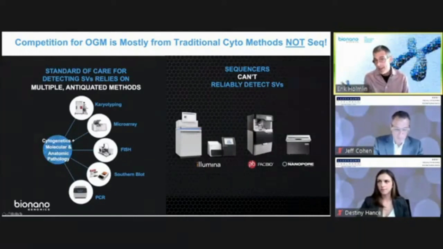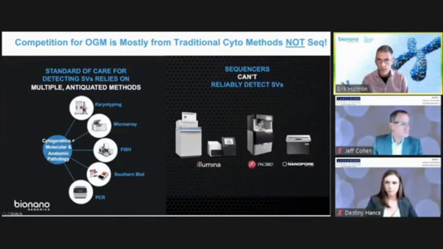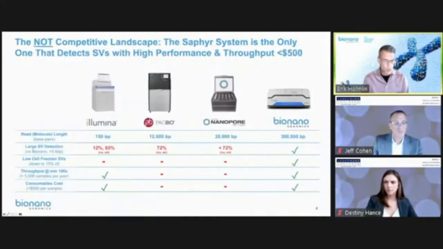On the other hand, you haven't heard about them from the sequencing companies because sequencers don't really reliably detect structural variations. And so we have an opportunity that's perhaps missed by a lot of the companies that are going after genome variation today, because the real opportunity is in consolidating the multiple methods that exist within traditional cytogenetics, molecular and anatomic pathology into a single workflow based on optical genome mapping. And so that's really what we're focused on.